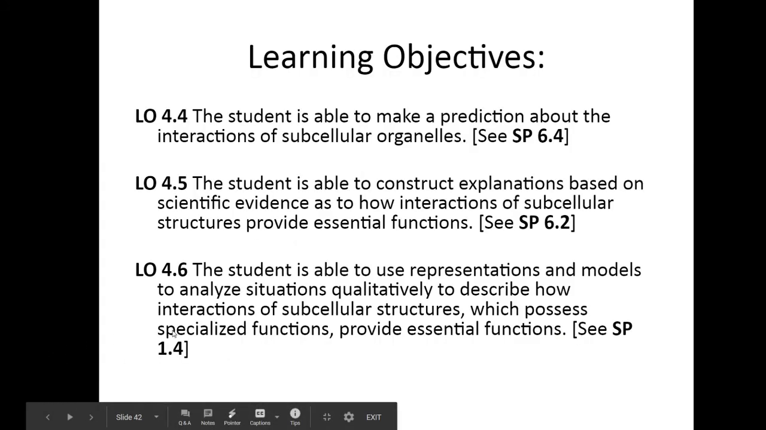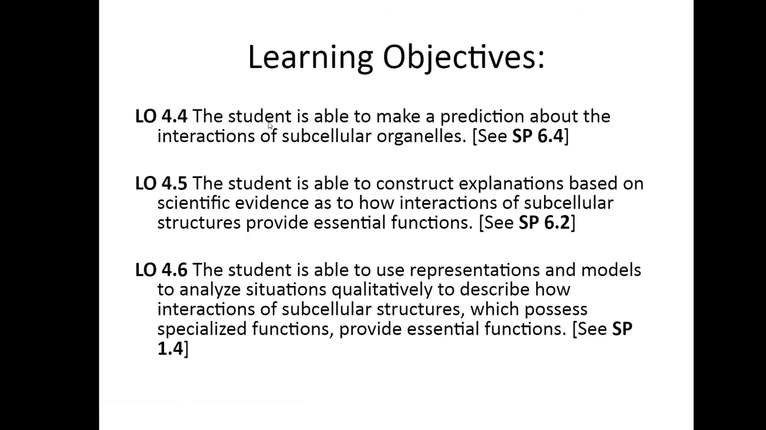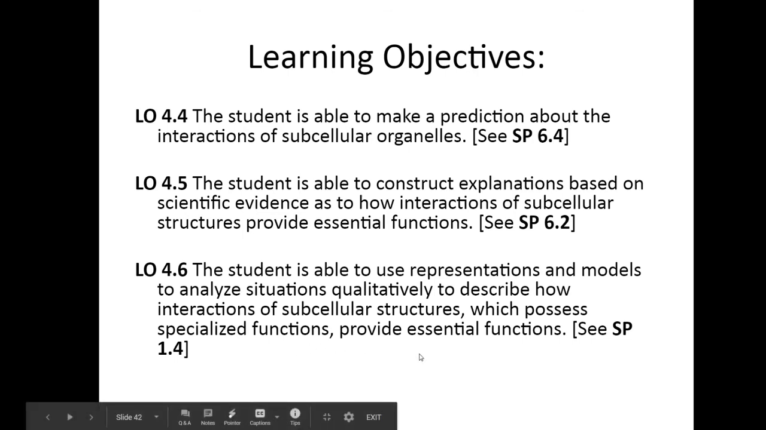And we're done. Whew. So you guys should be able to make predictions about how organelles would interact. Not too bad. You know what they do. You should be able to construct explanations based on your evidence and how they provide those essential functions. That's going to be either compartmentalization or surface area. Then you should be able to use models to look at basically the same thing. How can these specialized functions happen?